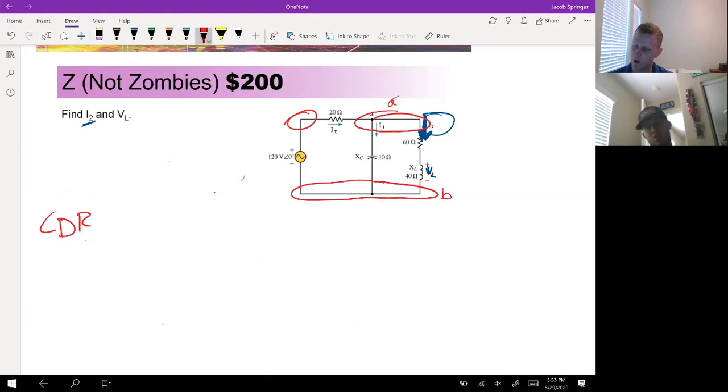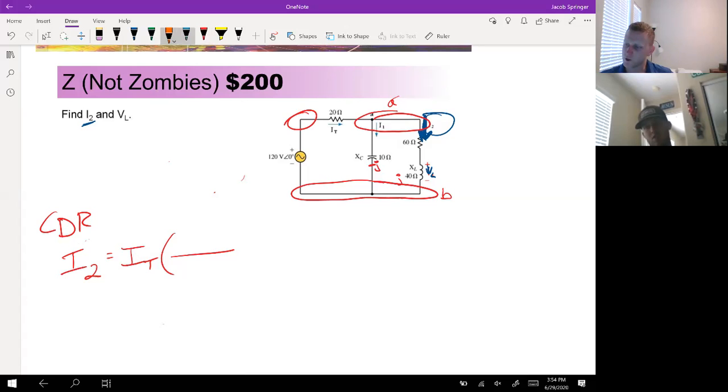CDR, I'm going to find I2, right? I total is what's being split up, and then the branch that I want is my Z going through that side. So the first step, I'm writing the current divider rule, but it is always helpful to label these impedances: negative J10, J40. They're already in ohms, so I don't have to mess with the frequency equation, 2 pi FL. I just know 40 ohms, I write a J, negative J.